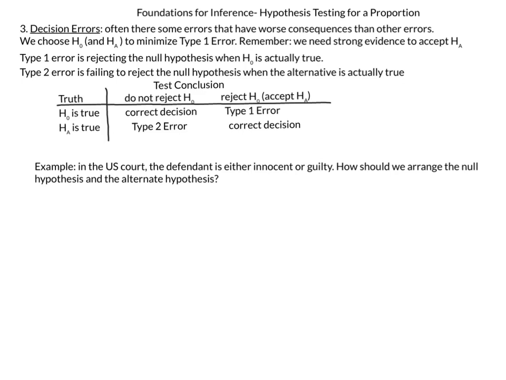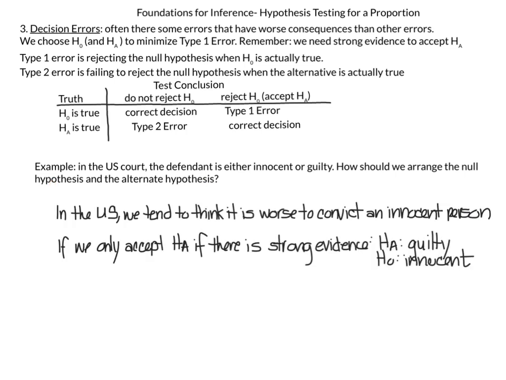And again, reconsidering our U.S. court system, the defendant is either innocent or guilty. How should we arrange the null hypothesis and the alternative hypothesis? We only want to accept HA if there's strong evidence. So we only want to produce a guilty verdict if there's really strong evidence. Otherwise, we're going to lean towards innocent.